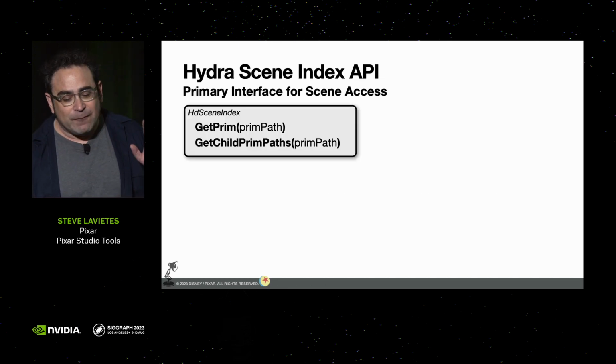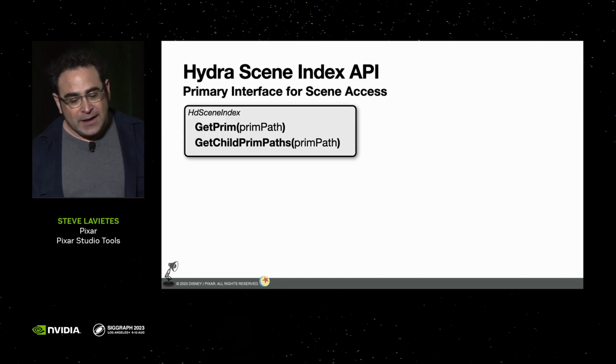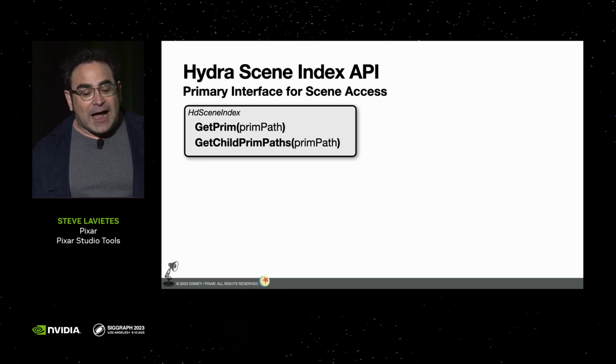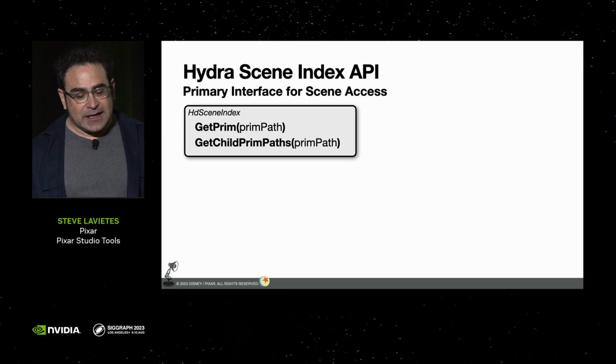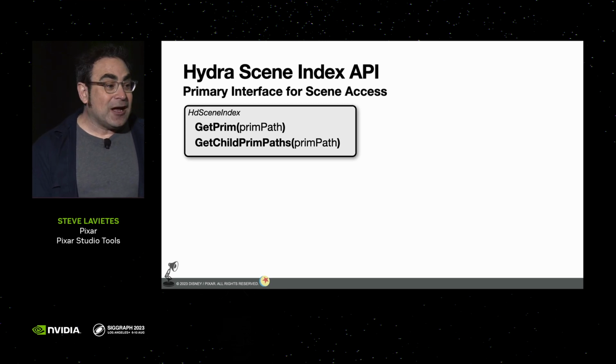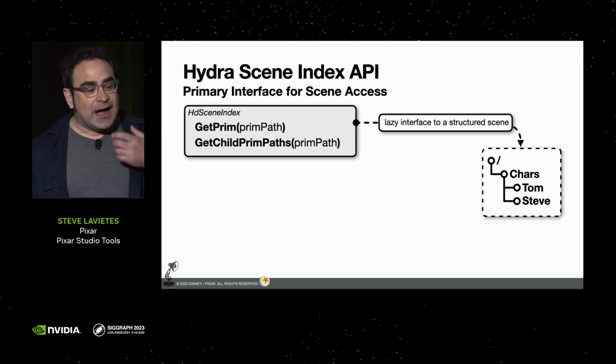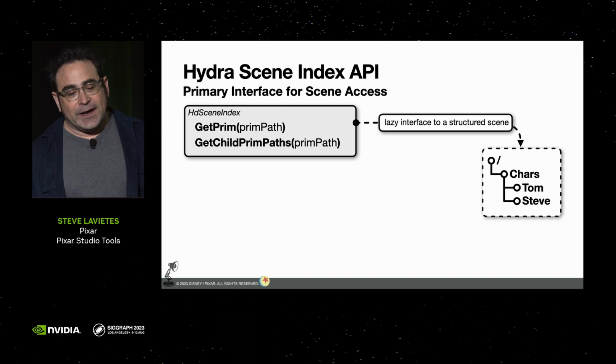So I'm going to do a very quick overview of the APIs in Hydra 2. The primary interface for scene access is called a scene index. And the scene index only has a couple of methods that you implement. One big difference between Hydra 1 and Hydra 2 is that in Hydra 1, the scene was flattened into effectively a dictionary. There was no hierarchy preserved inside of that. And so we wanted to make sure that we could preserve that hierarchy.